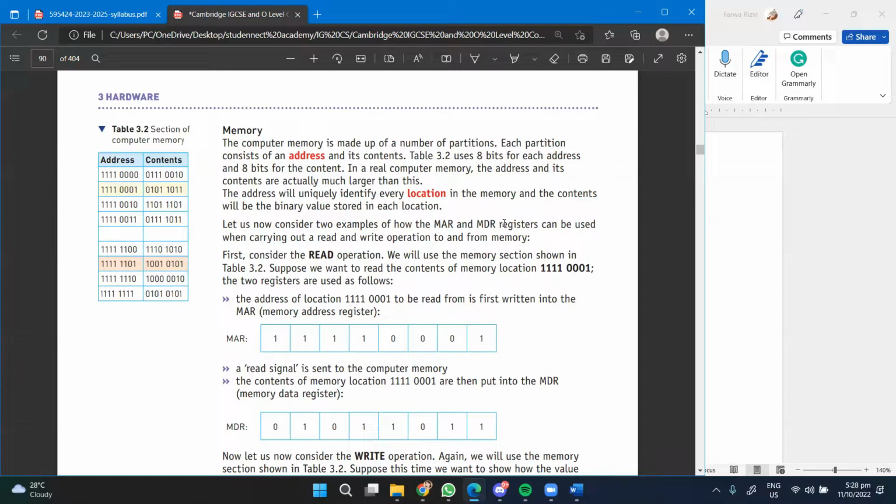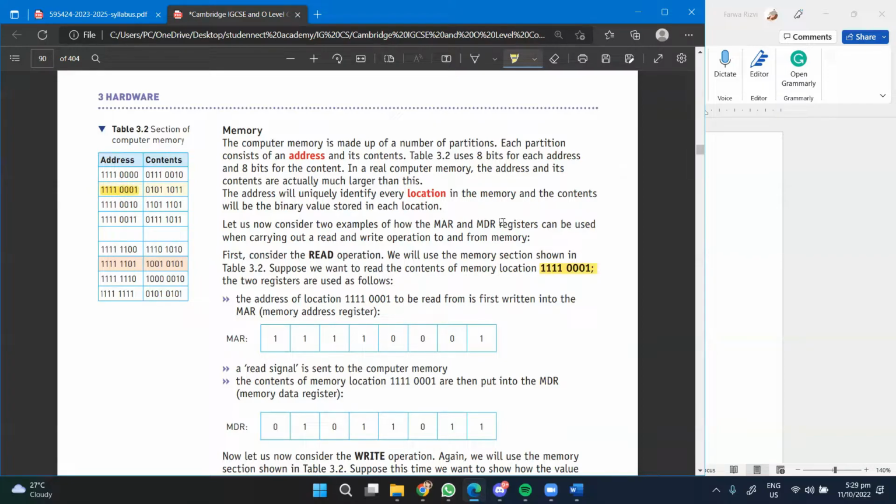Now first consider the read operation. If you want to read something from memory, like you want to access it, then we will use the memory section shown in table 3.2, this table here. Suppose we want to read the contents of the memory location they mention here, 1111 0001. So let's look for this exact memory location inside this table, which is this one, right? And they want us to read this data.